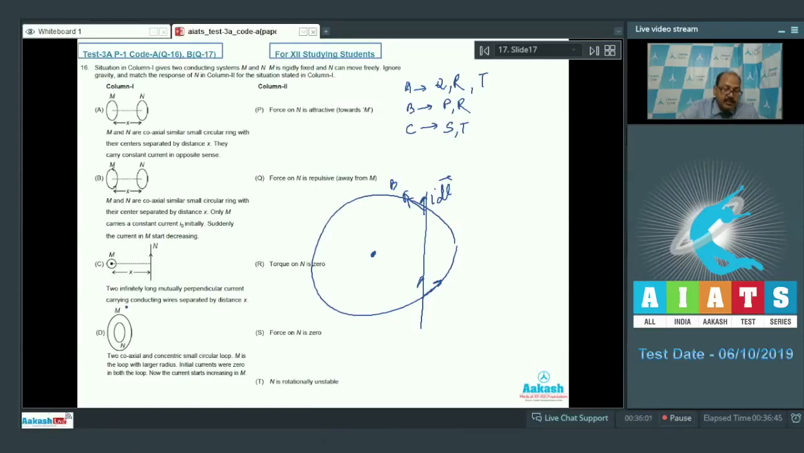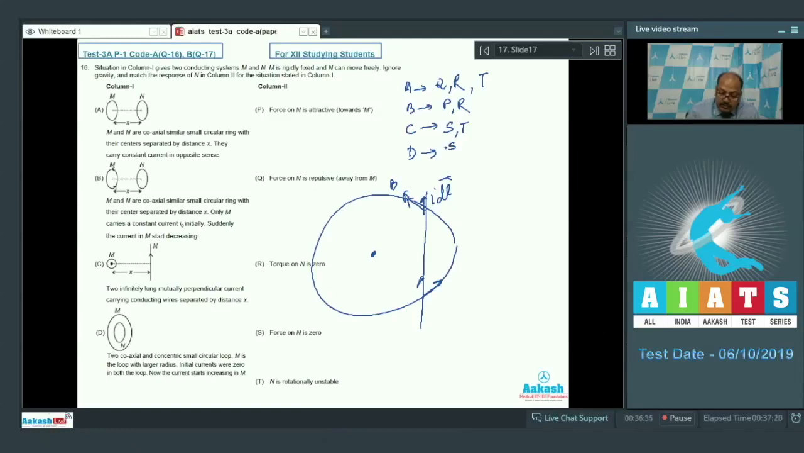Then what happens? If the current in M starts increasing, then there will be induced current in N, and the sense of this current will be opposite to the sense of current in capital M. Now because of the configuration, the force will be 0, which means S will be correct.